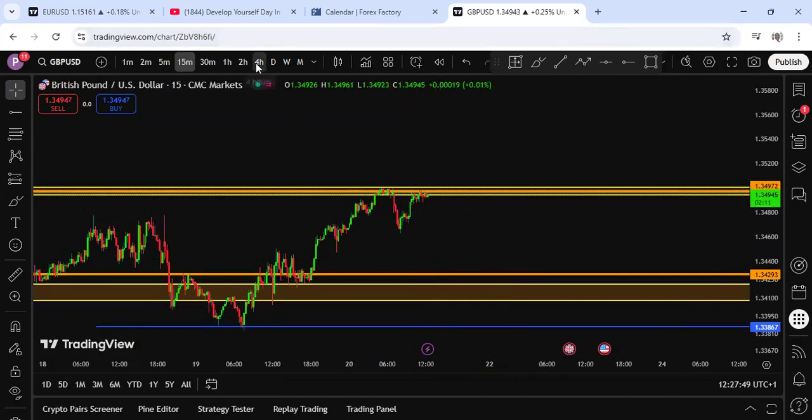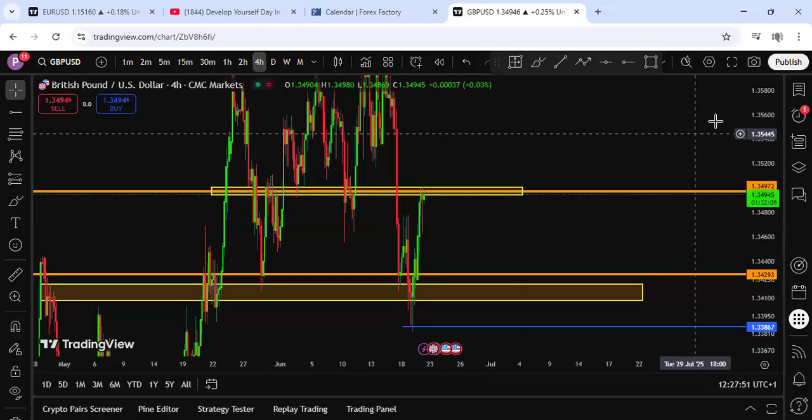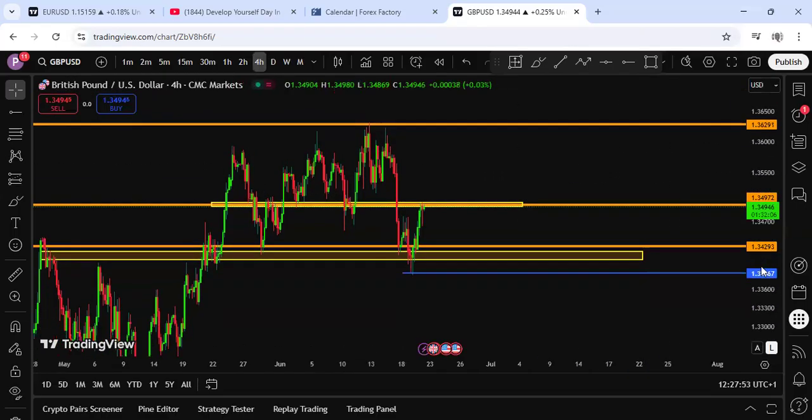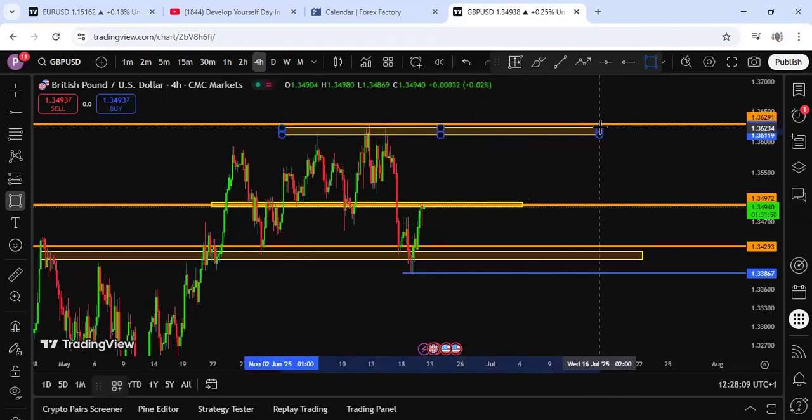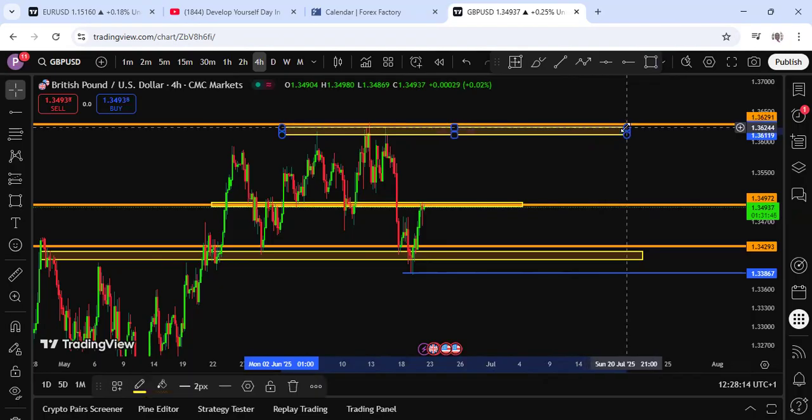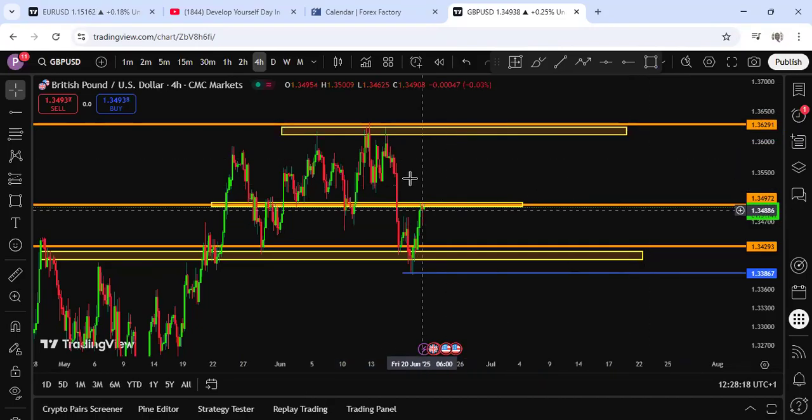So let's go to 4 hours time frame and see the next zone that the market may possibly reach. The next zone I can see is here. So if we buy here, our take profit is going to be on this zone. Or if you are a very conservative trader, you can take your 1 into 2 or 1 into 3 risk reward. But this is the zone that may react.